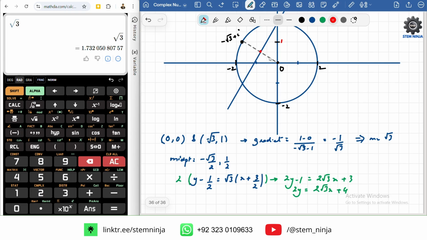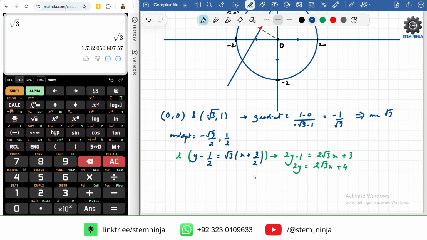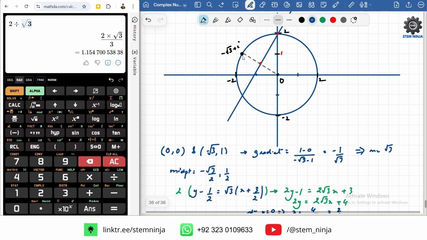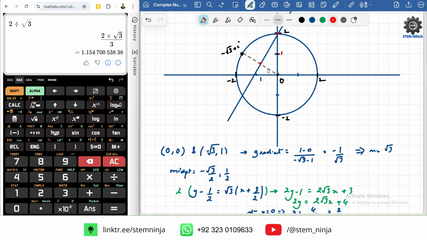Even if we show that this is fine, two points we have shown, but at y is equal to 0, you have x is equal to 4 over 2 root 3, so that is 2 over root 3. That is roughly 1.15, so our value is not that far off, so you can label it 2 over root 3, right?